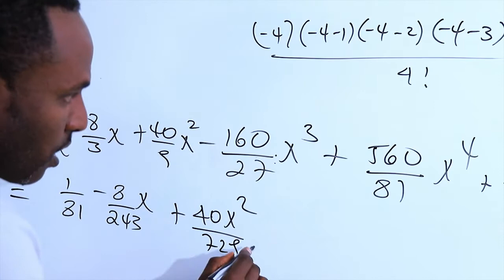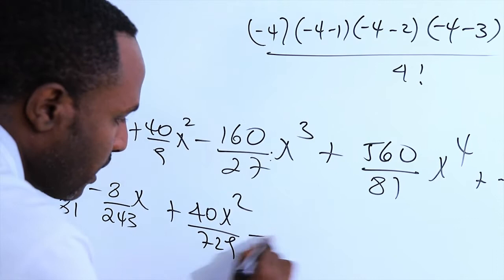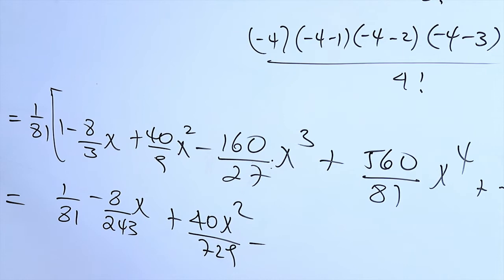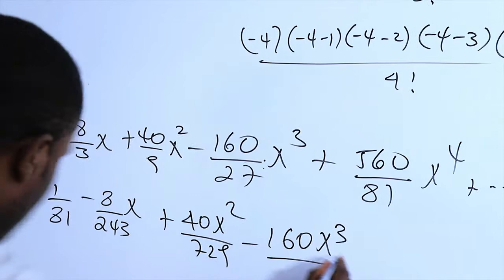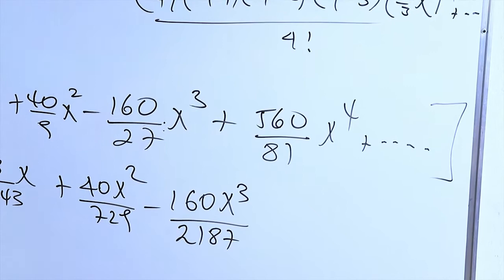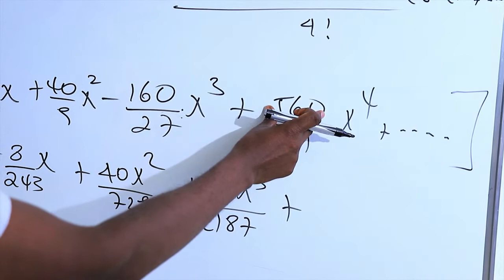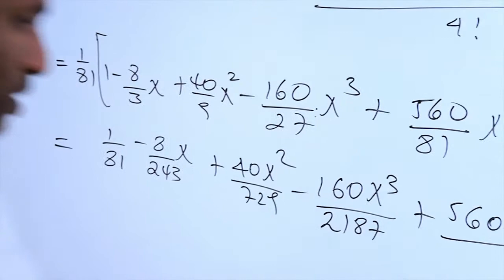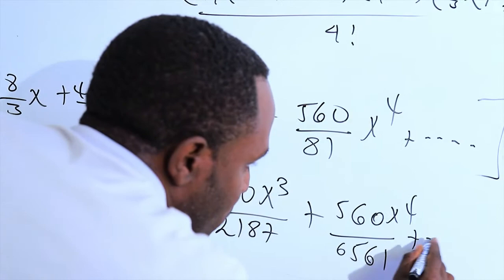all this is x squared, minus when you multiply 1 over 81 by 160 over 27, the result becomes simply 116x to the power of 3 over 2187, plus when you also multiply 1 over 81 by 516 over 81, the result becomes 516x to the power of 4 over, when you multiply 81 by 81, 6561, plus all this expression in such a way.